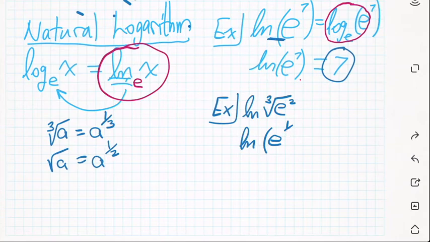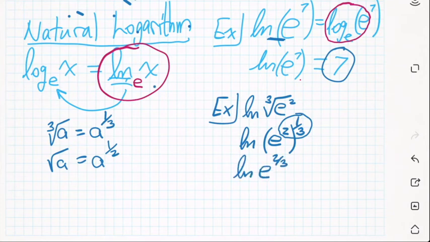Back up a little bit. It was squared first, and then that would be raised to the 1/3 power. So then, back to the laws of exponents: power to a power, you're going to multiply these. So you're going to get ln of e to the 2/3. Now that ln and e are touching each other, they're going to go poof, and your final answer is 2/3.